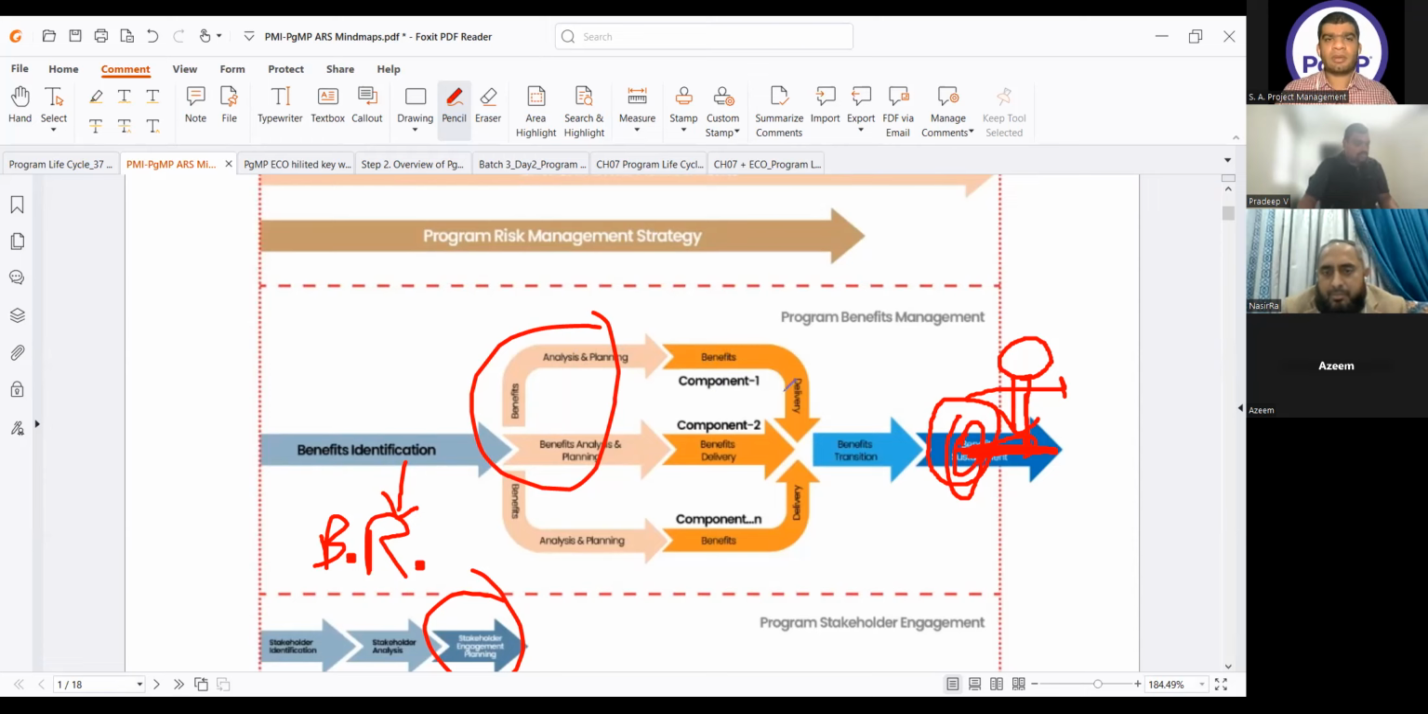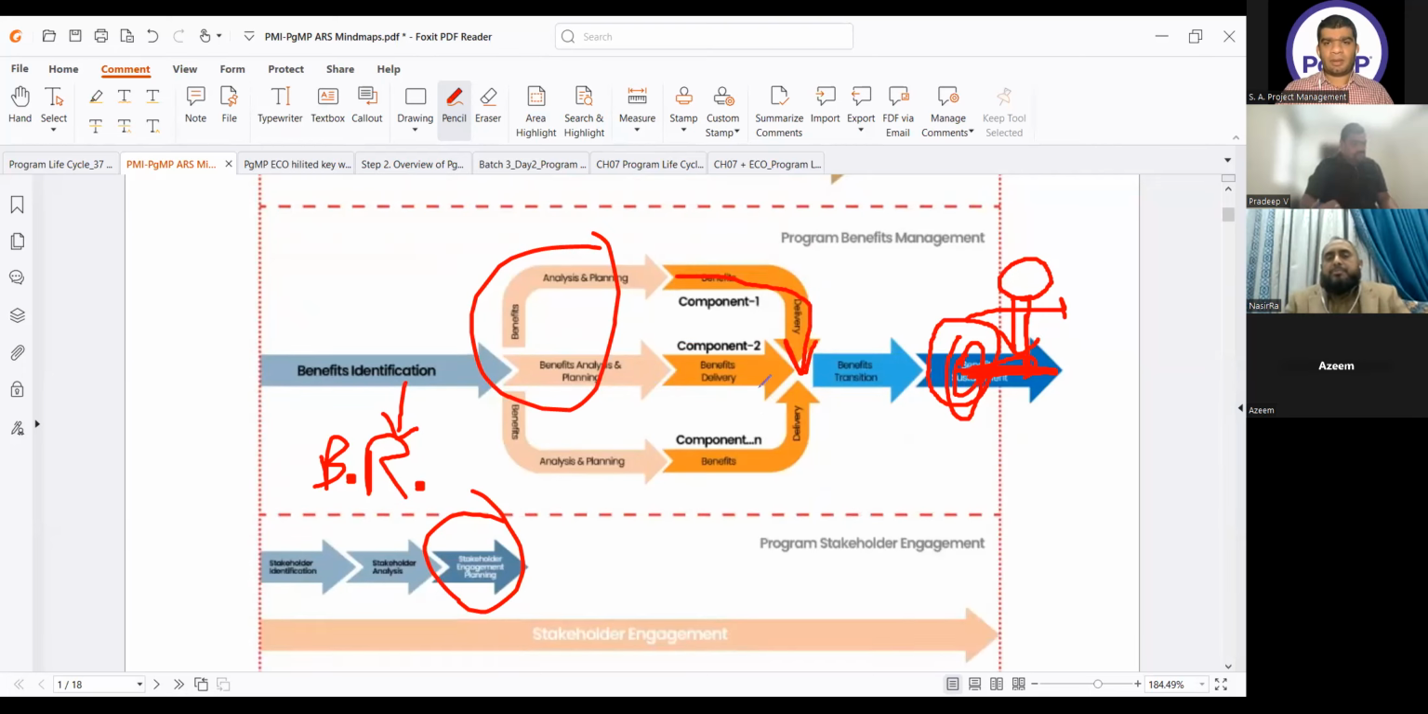We will write benefits for every project, and then we will deliver the benefits as per the roadmap. Then we will transition these benefits from component to program, and all the benefits from the program transition to the organization.